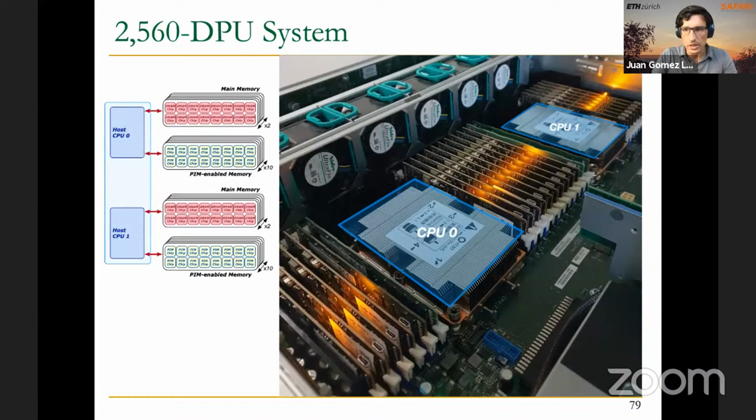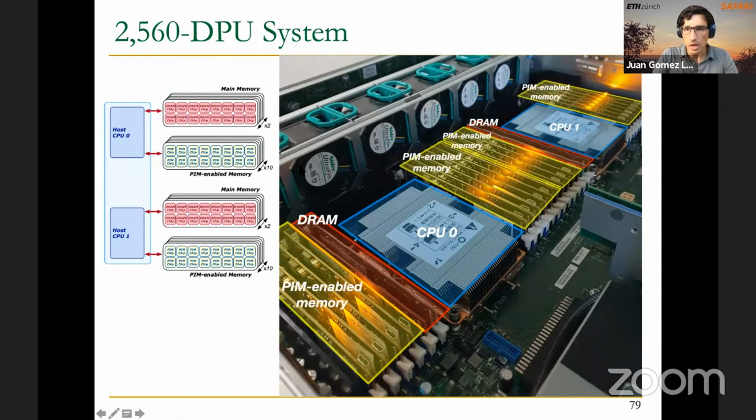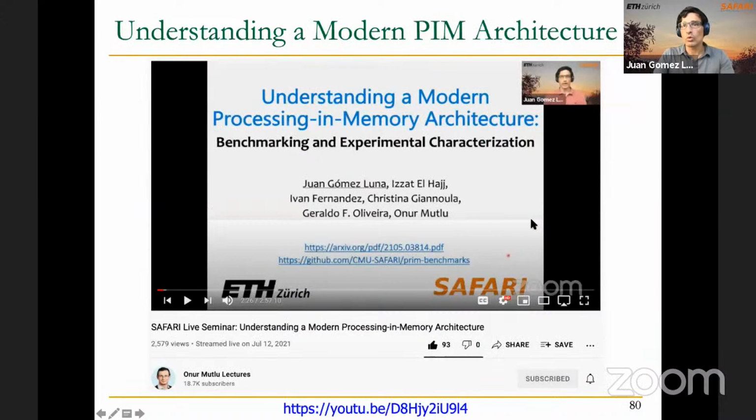These are small processors that are inside the DRAM chips. You can find in this system 2 multi-core CPUs. There are some DIMMs of conventional DRAM that keep working as the main memory of the system. And then we have some DIMMs of PIM-enabled memory. In particular, in this system, we have 20 DIMMs of this PIM-enabled memory. If you want to learn more, you can watch this talk that I delivered a couple of months ago, which was the first of our Safari Live seminars that I mentioned and introduced in the beginning of this lecture.